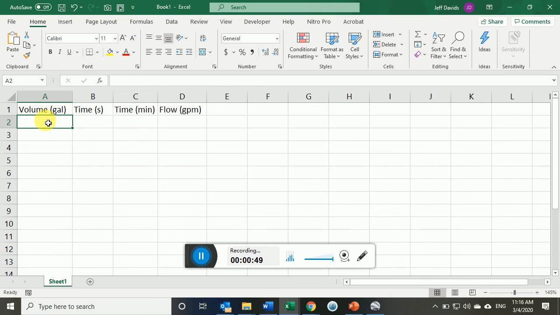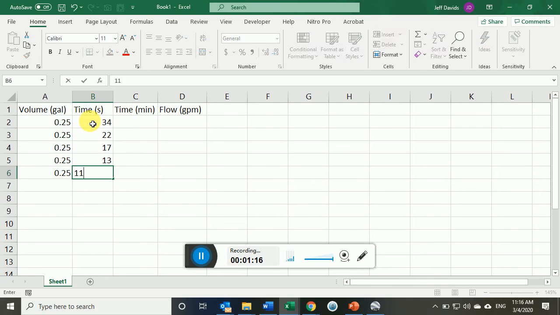What was our volume for all the different measurements we just made? It's 1 quart, so I'm going to do it in gallons. It's just 0.25. And how many different measurements did we make? I think we made 5, right? Okay, now let's just do our times. What was the first time? 34. And then 22. Yep. And 11. Okay, that all makes sense.